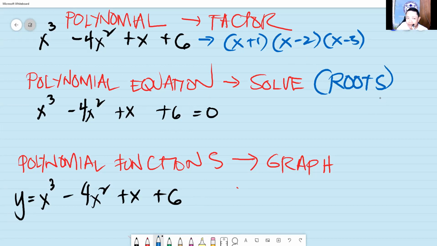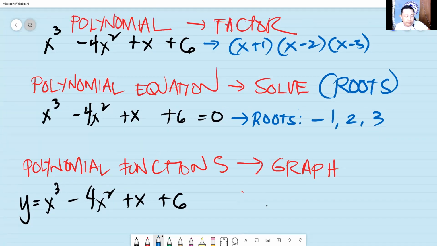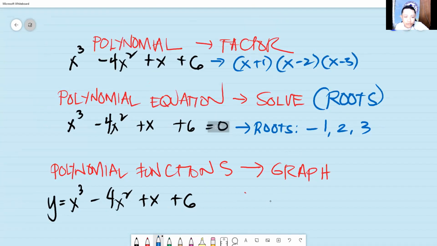Babalik tayo sa factoring ng polynomial. One is by using the factor and remainder theorem, and the other one is by using the synthetic division, which was just presented just today. Okay, so the roots are in here. The roots are, we have -1, 2, and 3. Can you follow?